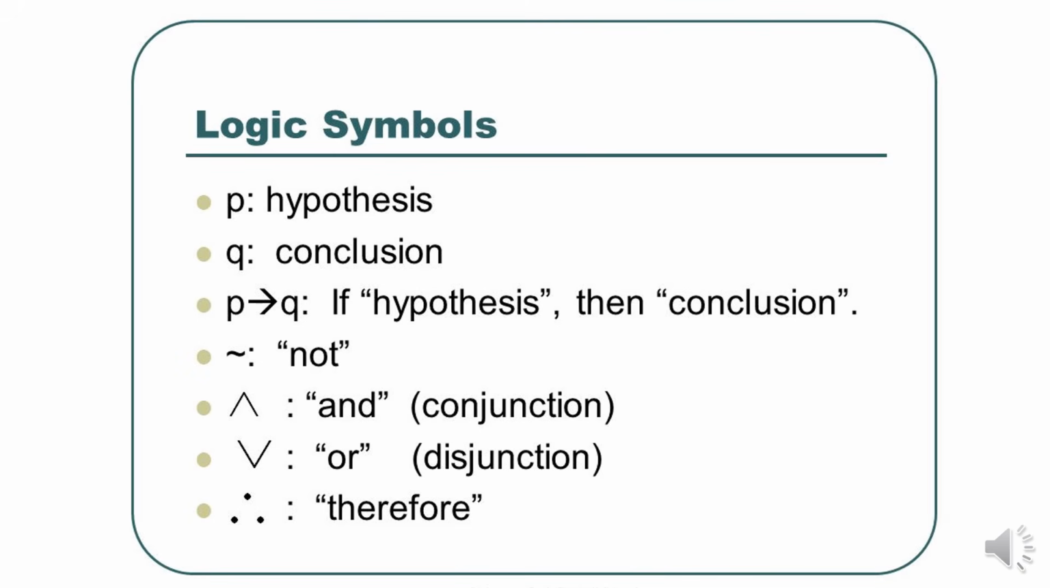P usually stands for your hypothesis. Q is usually the conclusion. P then Q means if P then Q. The squiggle is not or the negation. The A or the little mountain is and. The V is or, and the 3 dots mean therefore.